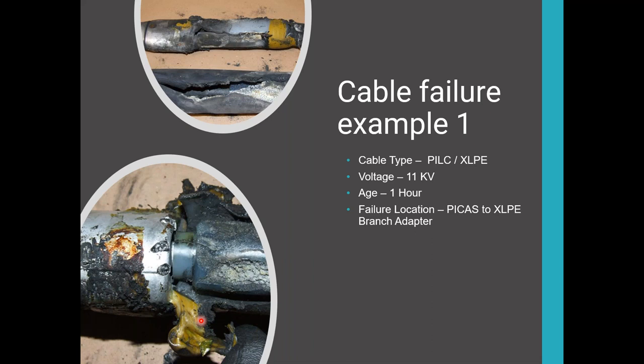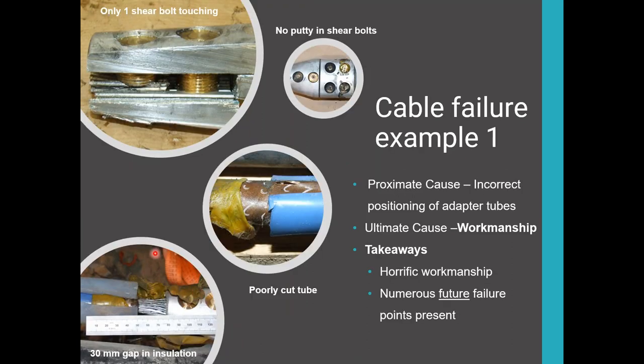Some cable failures: an 11 kV cable, 1 hour old. It was energized for 1 whole hour, and it failed at a branch adapter, a splice point. When it was cut open and investigated, some of the things they found were workmanship issues. Only one shear bolt was coming in contact with the conductor, so the conductor wasn't pushed in far enough for both shear bolts to make contact. No putty on the shear bolts. That putty helps mitigate the electrical stress at the shear bolt points. They also should be cleaned up with no jagged edges.